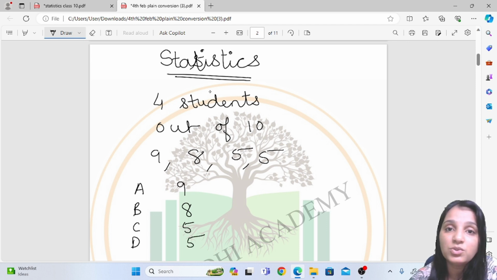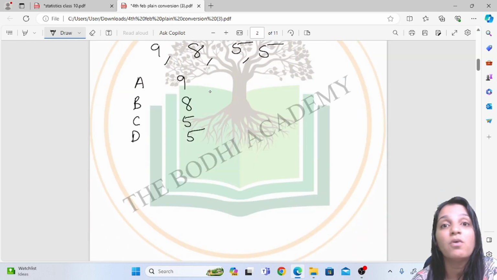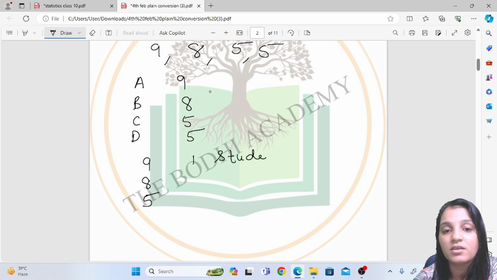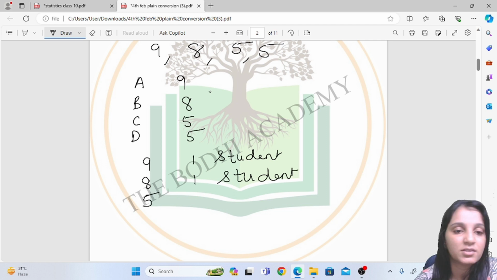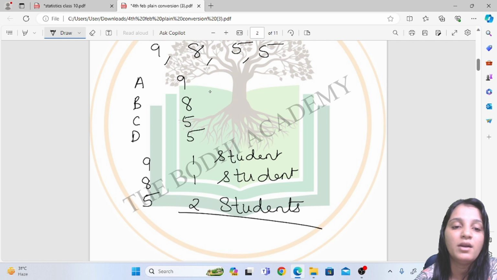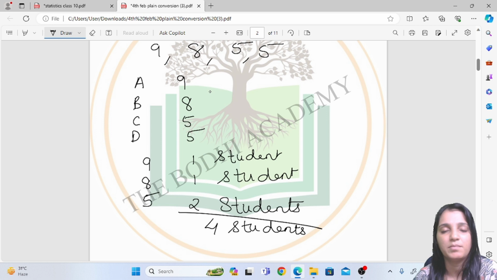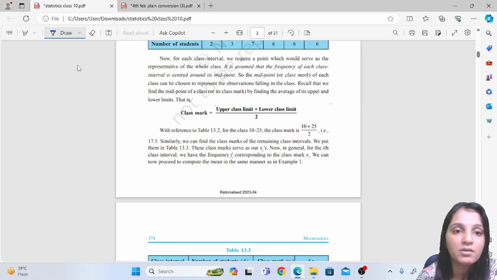Now there are two students who scored 5 marks, correct? So if she wants to group them with respect to marks, then she will write 9, 8 and 5. Here there is one student, here one student, and here there are two students. So overall there are four students. This is just a simple example of grouping the data. Now we will move on with the chapter.